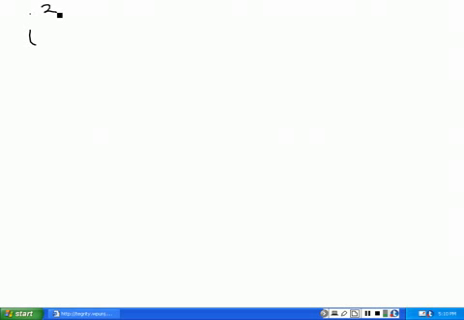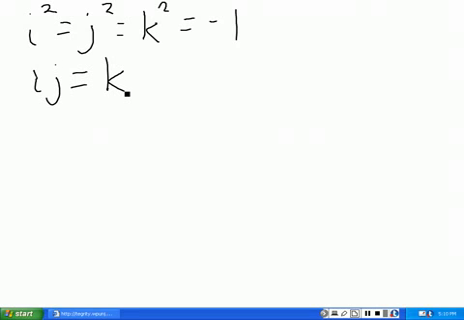And i squared is going to be the same as j squared, is going to be the same as k squared, which is going to be -1. But i, j, and k are not going to be the same. They're not all going to stand for the square root of -1. This is a different system, a different structure. Here, ij is k, and jk is i, and ki is j.